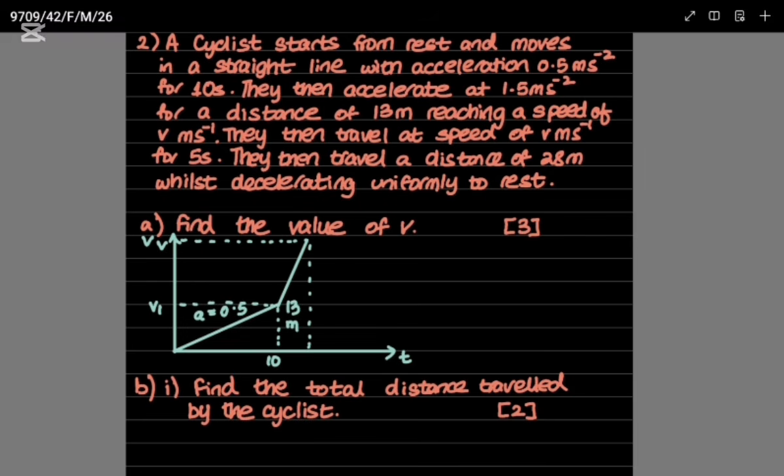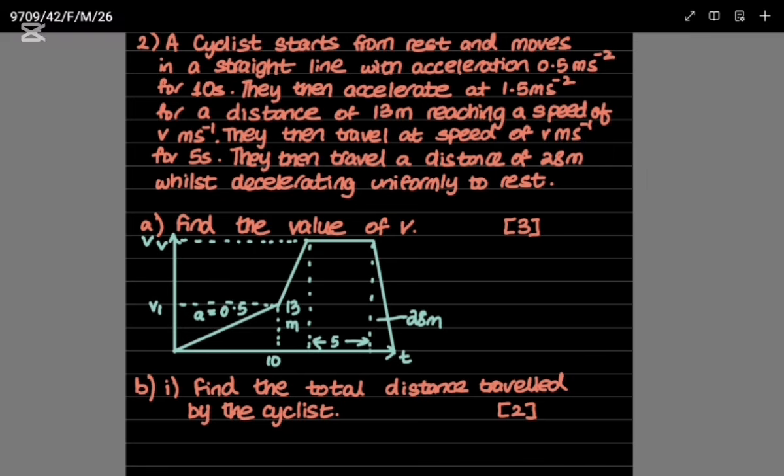Now they travel at a speed of v meter per second for 5 seconds. I've labeled it 5 seconds. After that, they then travel a distance of 28 meters while decelerating uniformly to rest. Just bring it down. It comes to rest, and the distance is 28 meters. I don't have space, so I've labeled it like that.